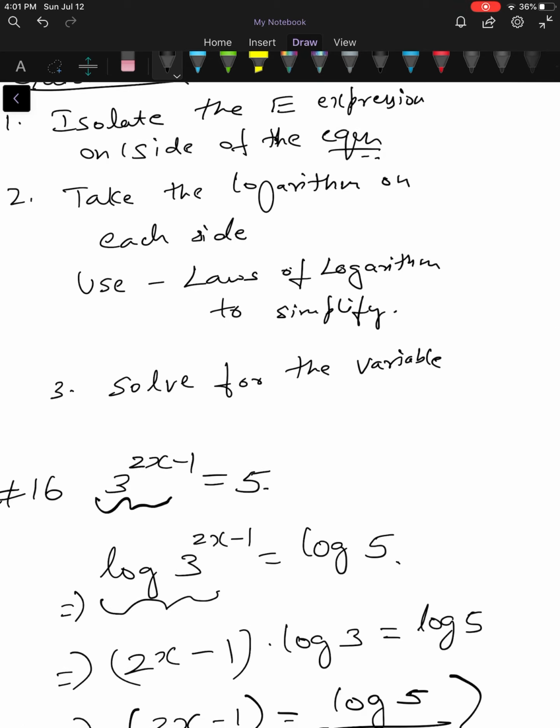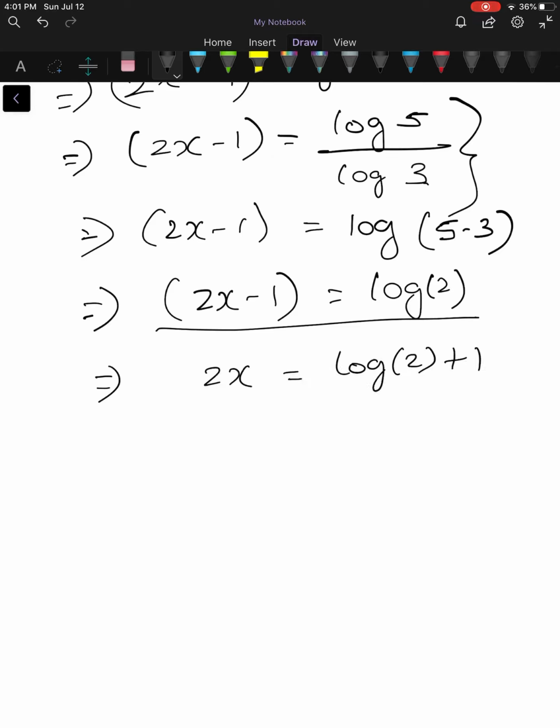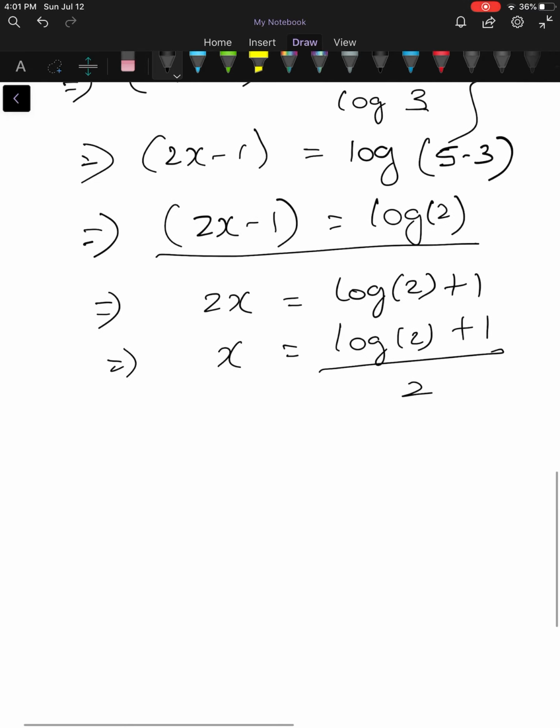So we did the second step. What was the second step? Use the laws of logarithm to simplify. So this is the maximum up to which we can simplify. Now we will solve for the variable, that is, the variable is x. So 2x is equal to log of 2 plus 1, and x is equal to log of 2 plus 1 divided by 2, correct?